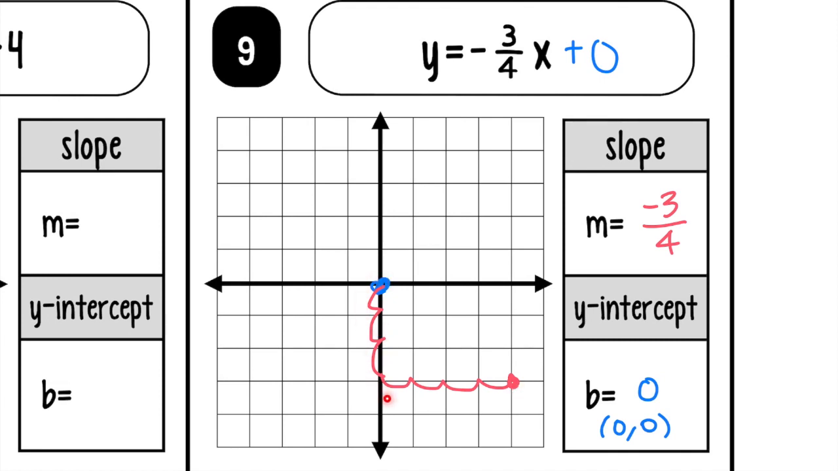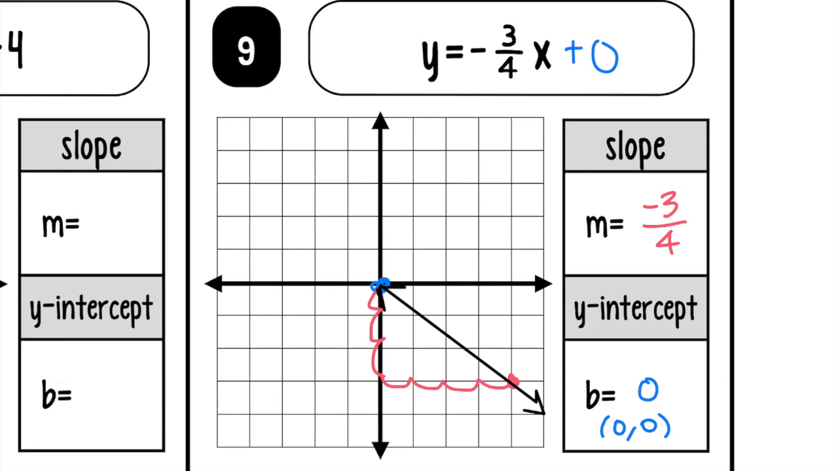Instead of going down 3, we'll go up 3, and instead of going to the right 4, we'll go to the left 4. This is how we can get from the pink point we've already plotted and back up to our y-intercept. We know that these 2 points are part of our line already, and when you connect these, you can see what our line looks like.